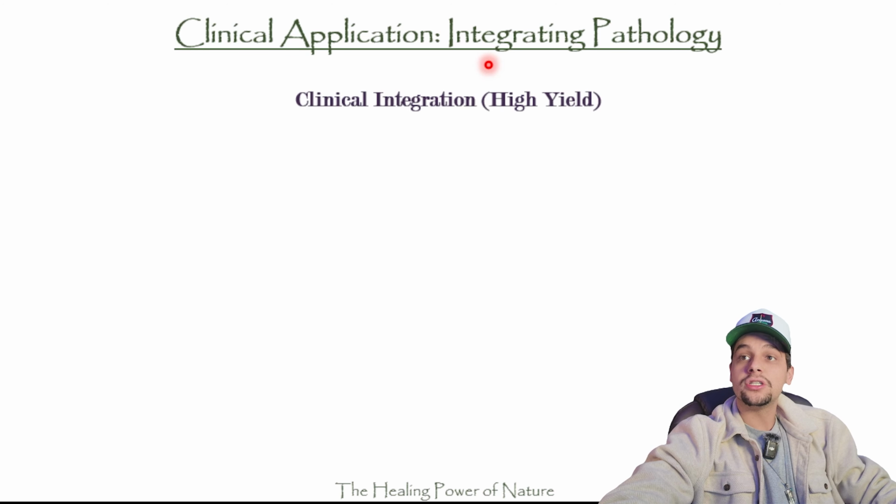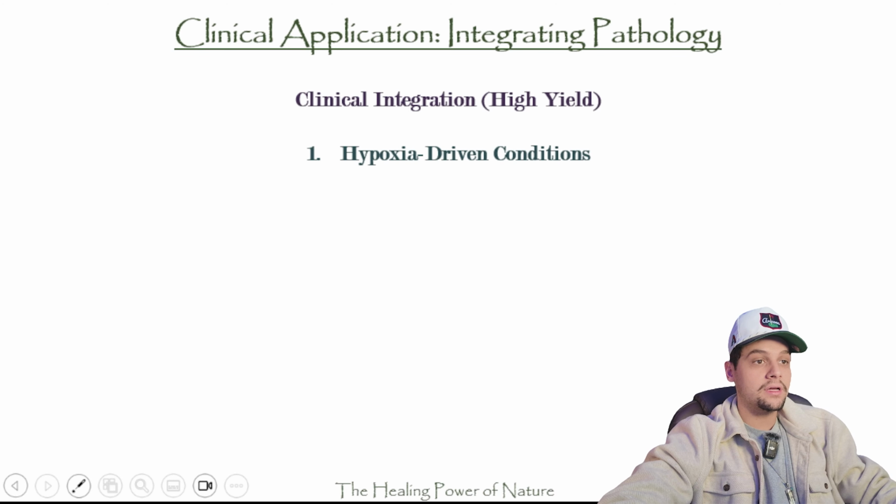So, clinical application, integrated pathology. These are high yield. Understanding how different cell types respond to injury is essential for pathology and clinical correlation. Here's a concise breakdown. Hypoxia-driven conditions like stroke: neurons, which are highly sensitive, undergo ischemic necrosis within 3 to 5 minutes. Cardiomyocytes: hypoxia leads to coagulative necrosis within 20 to 30 minutes. Acute tubular necrosis, or ATN: proximal tubular cells are highly susceptible, causing muddy brown casts in urine.